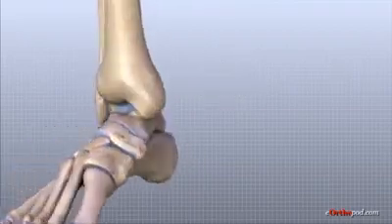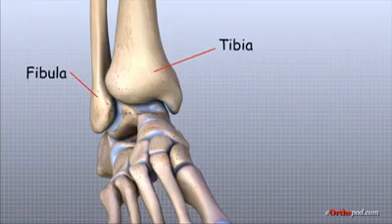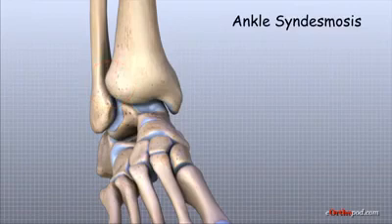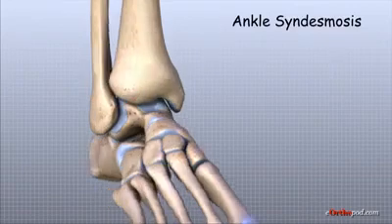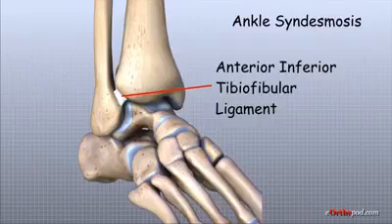Ligaments are also important in connecting the distal tibia and distal fibula at the lower end of the leg where it forms the ankle mortise. This connection and the collection of ligaments that support it are called the ankle syndesmosis. 3 main ligaments form the syndesmosis. The anterior inferior tibiofibular ligament connects the tibia to the fibula and crosses above the front of the ankle.